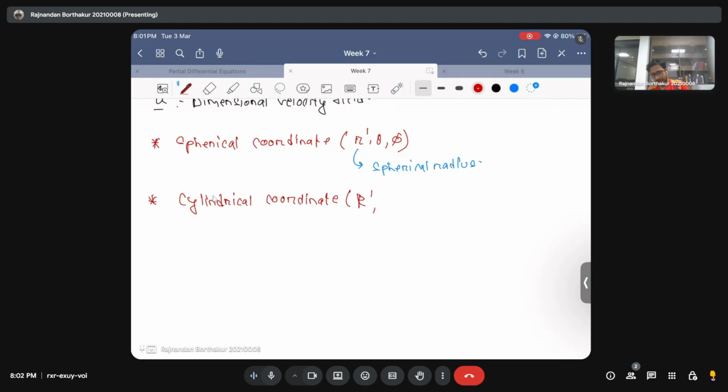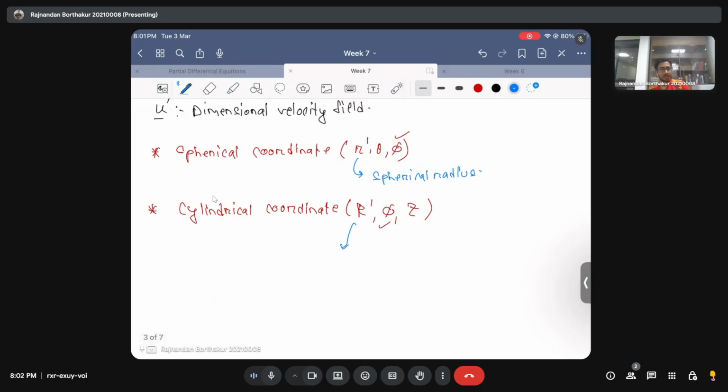So we'll call this R prime, phi and z, where you can show that this phi and this phi are exactly the same, because that's the same azimuthal angle that we are considering, and z is the z direction. Okay, so the difference here is that this small r prime is the spherical radius. That is, you pick any radial vector from a spherical surface, the direction in which that vector points is in the direction of the spherical radius.